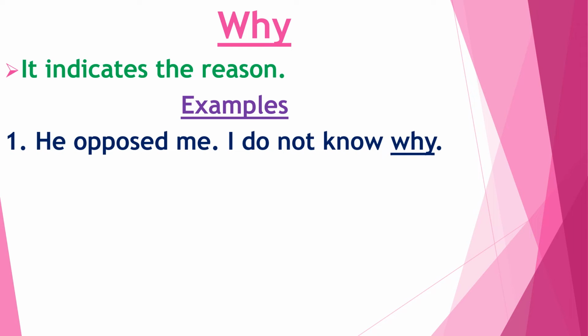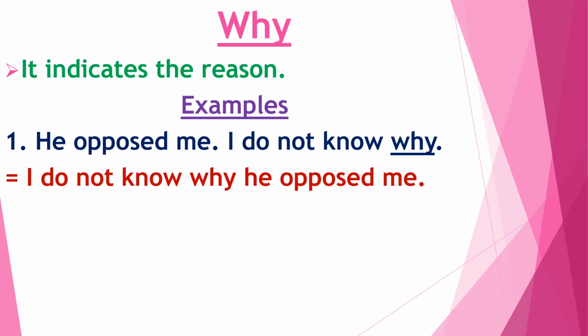Look at the first example. He opposed me, I don't know why. So look at the second sentence, you find the word why. So you can join these two sentences using why. How? At first use the second sentence, I don't know why. Then use the first sentence, he opposed me.